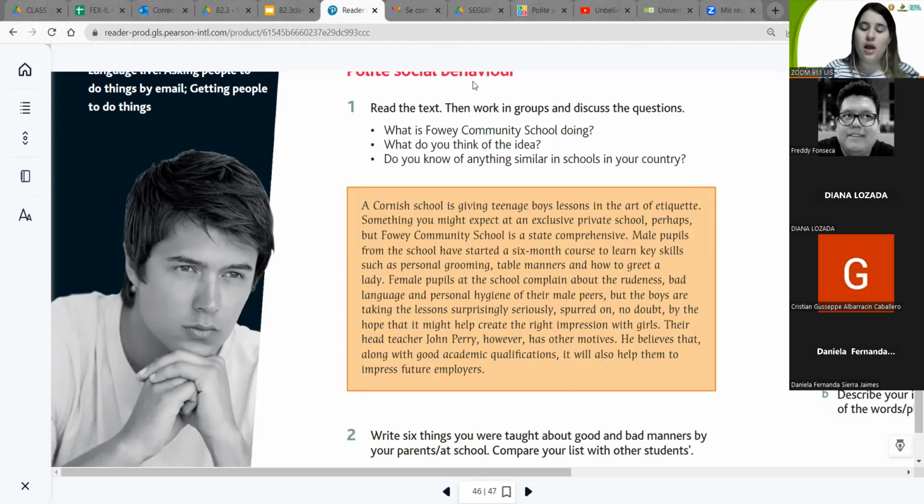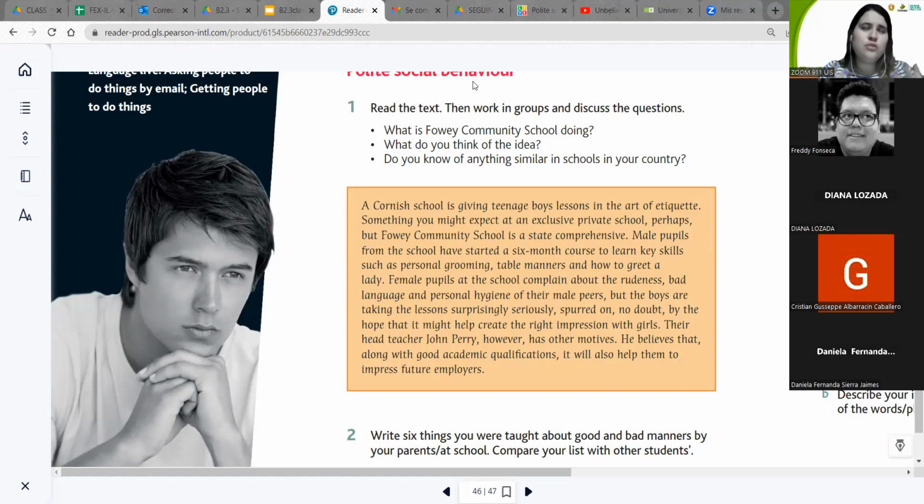Because for girls, they are like rude. They have no hygiene. So they were complaining about it. So female pupils, students were complaining about how rude their classmates are, the bad language and personal hygiene of the boys. So the boys started to take lessons in order to learn how to treat a woman, and then they have to take this course.